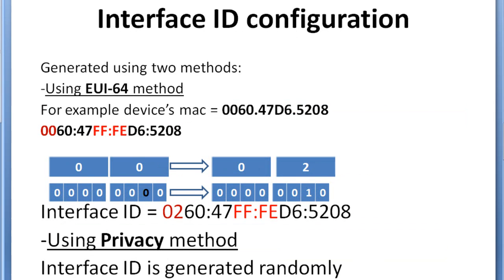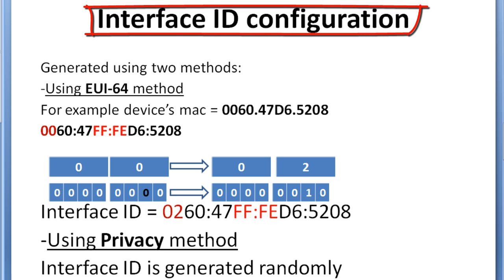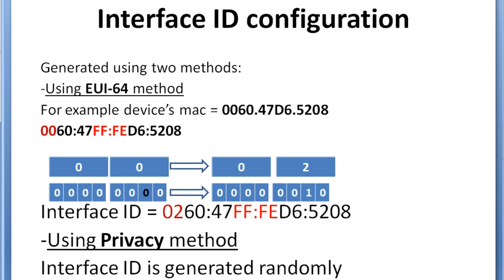Now let's see how the interface ID is generated. The interface ID is generated or configured by the devices. The interface ID can be configured using two methods, as you see in this presentation. The first method is what we call the EUI-64 method. In this method, the device uses its MAC address as the interface ID. But the problem here is the MAC address is only 48 bits, and this interface ID has to be 64 bits.